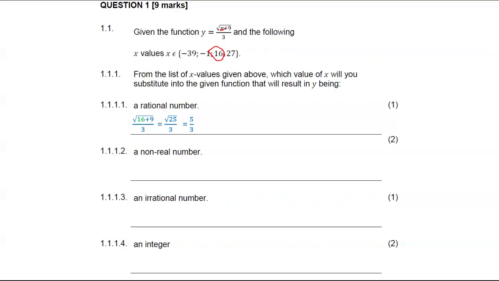You can also try 27, because when I try 27, it gives me 36. The square root of 36 is 6. So I will have 6 over 3, which is 2, even though it's just a normal integer. Now I'm giving you the answers. That 2 can also be a rational number. It can be expressed as a fraction by just dividing it by 1.